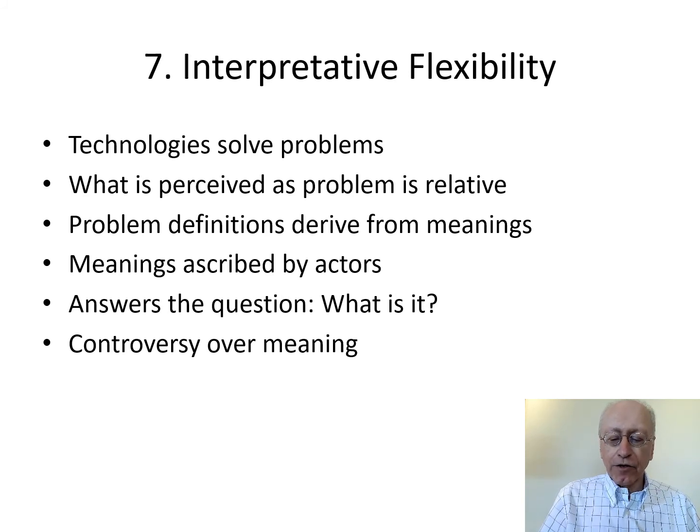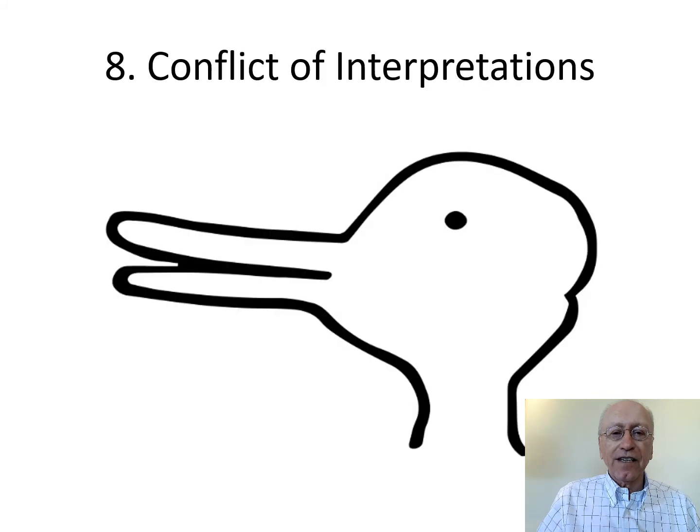And there are controversies over meaning. Here's an example of a conflict of interpretations. Is this a duck or is it a rabbit? Take your pick. And in the case of technologies, this is often exactly what is going on. Some people see a duck, others a rabbit, some a communication device or a scientific research system, others a communication device or a system of care for patients.